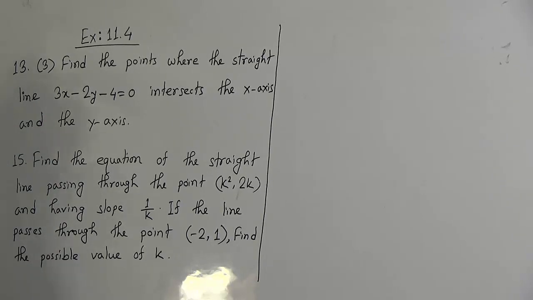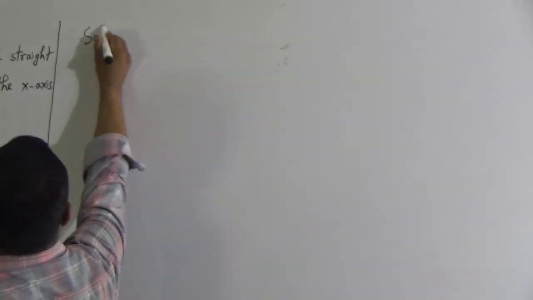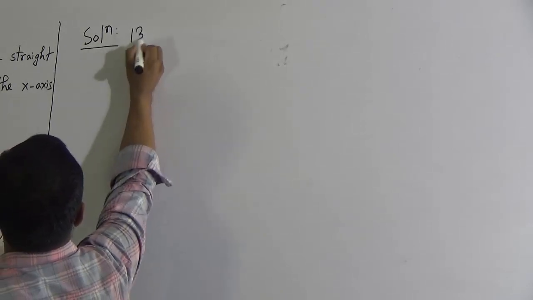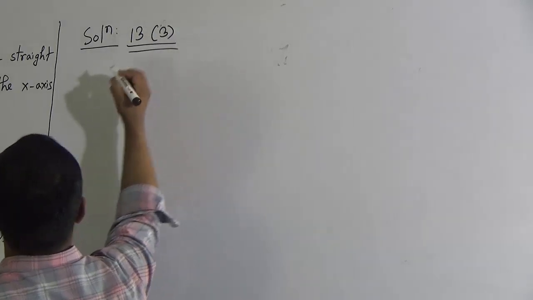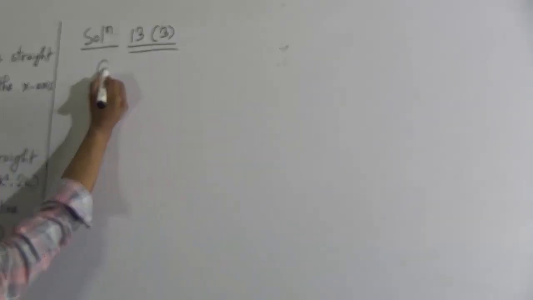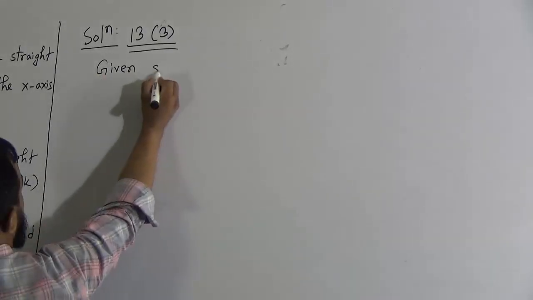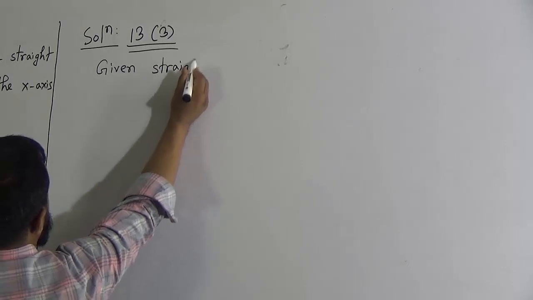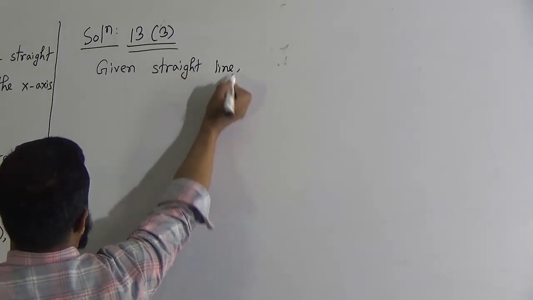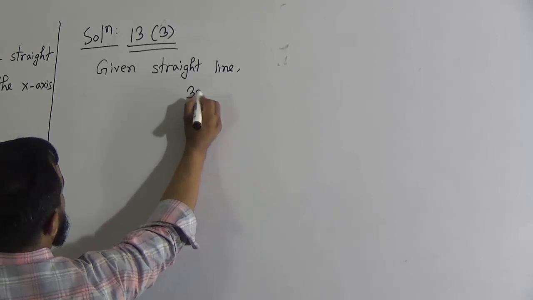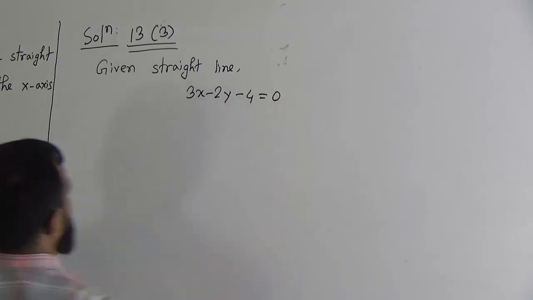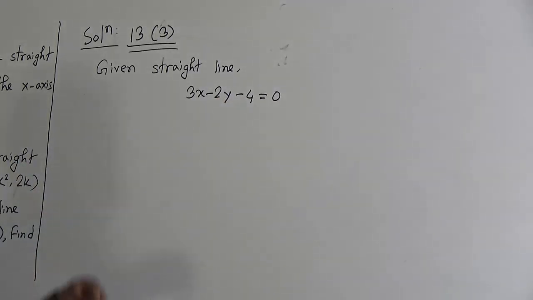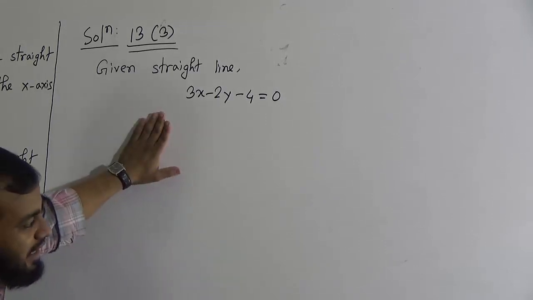Okay, my dear students, now look at the board for the solution. It's the solution of 13, activity 3. It's not C, it's activity 3. Now, I'm writing down the solution. Given straight line is 3x minus 2y minus 4 equal to 0. My dear students, we need to find out the intersecting point on the x-axis and on the y-axis.